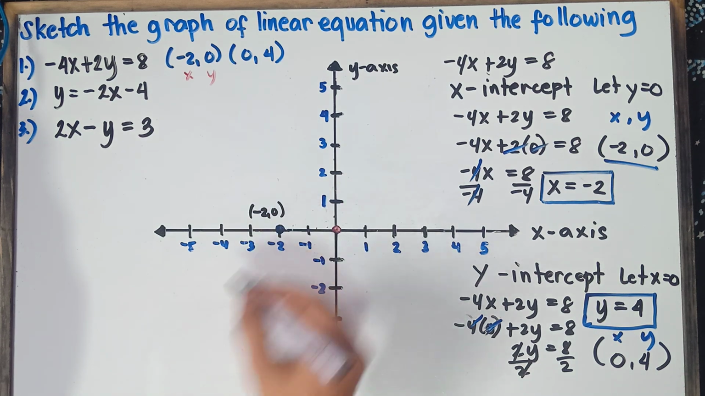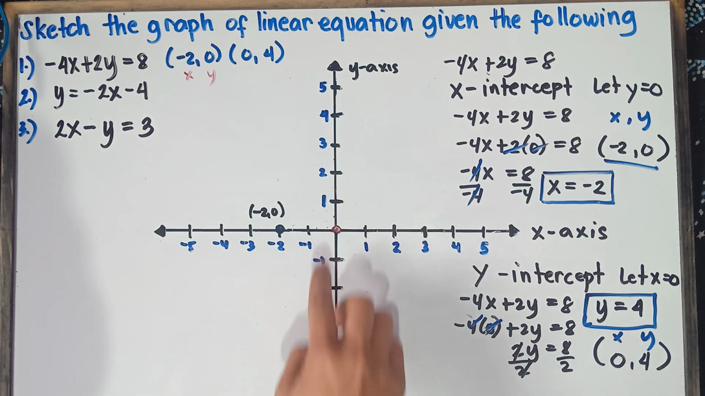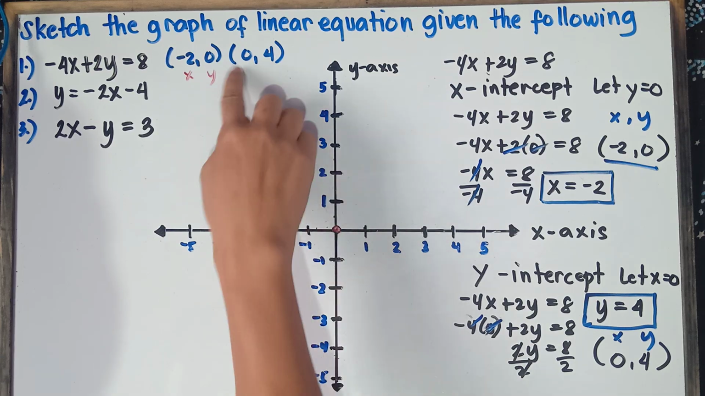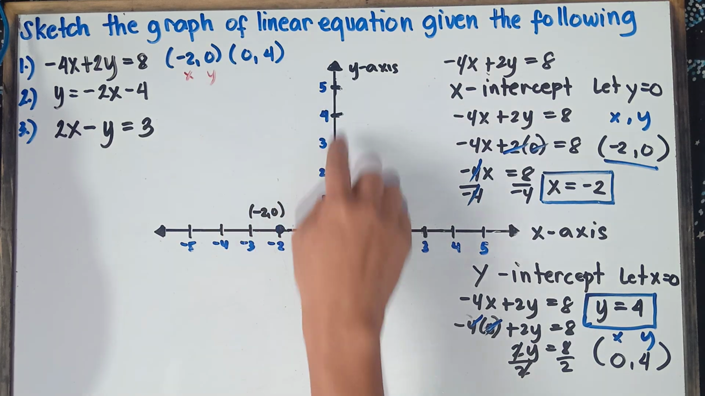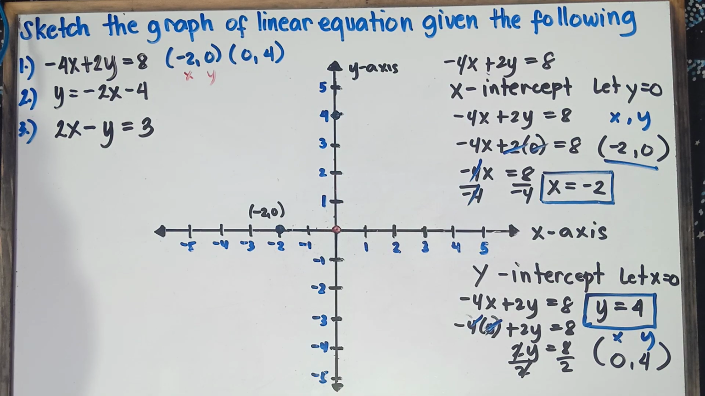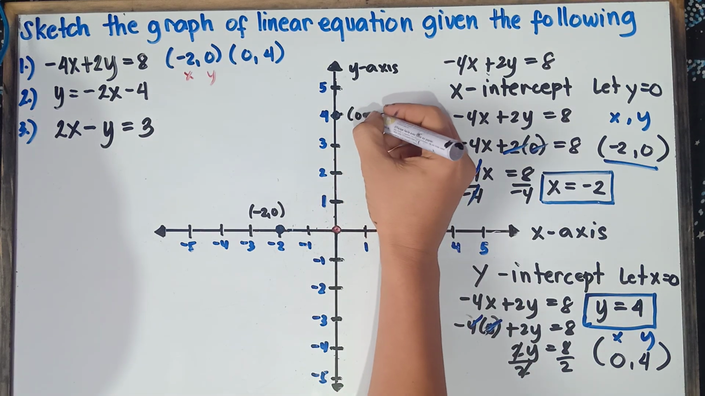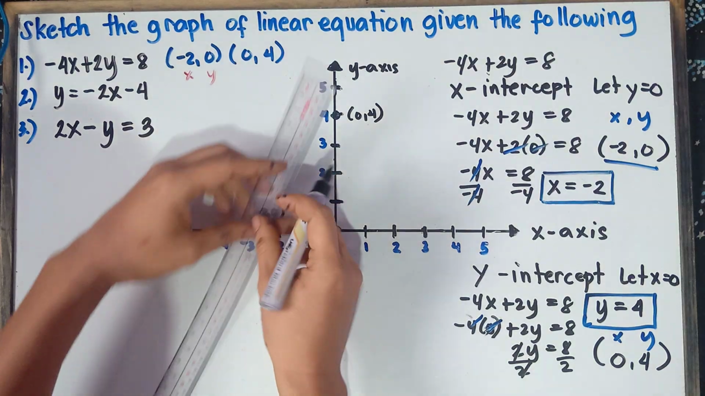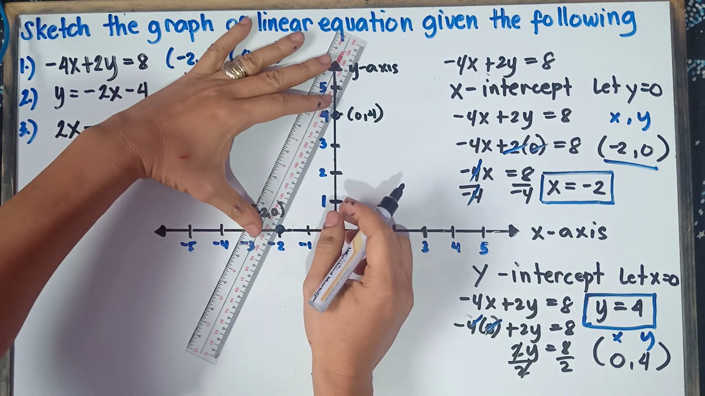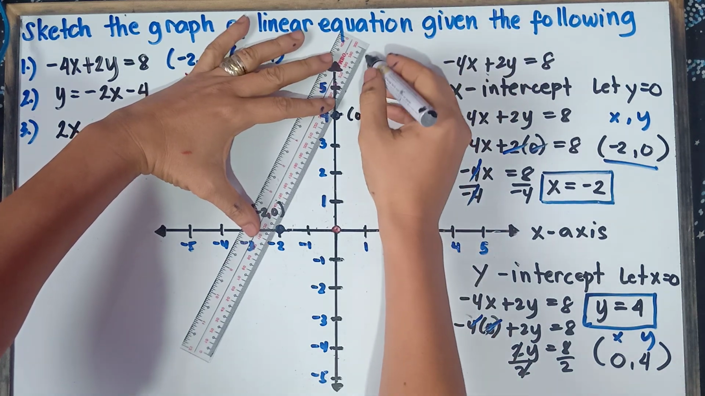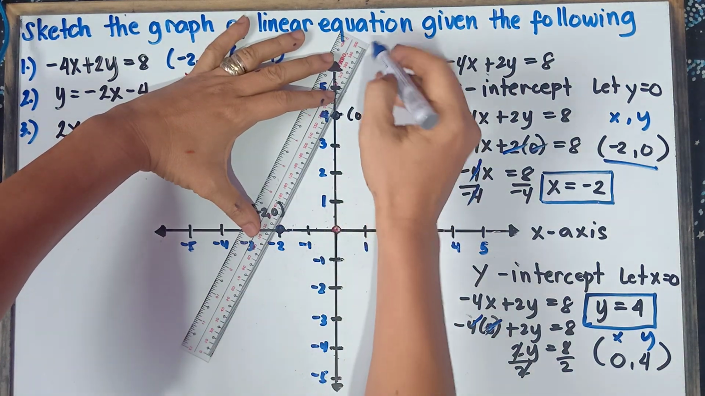Alright, and then the second point, we have 0 and 4. So x is 0, starting from the origin, and then y is positive 4. So this will be the point, and we can label this one: 0 and 4. Alright, and then simply connect the points and you're all set. Simple as that, with regards to example number 1. So we connect the following points.